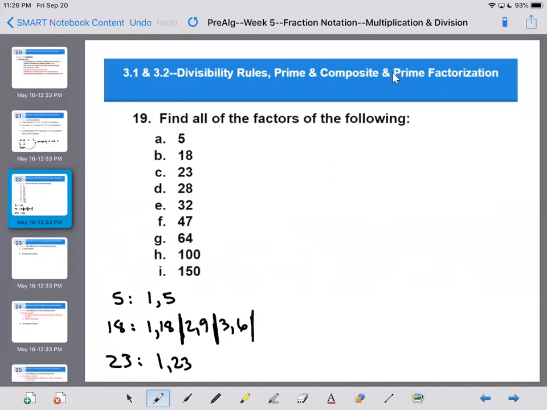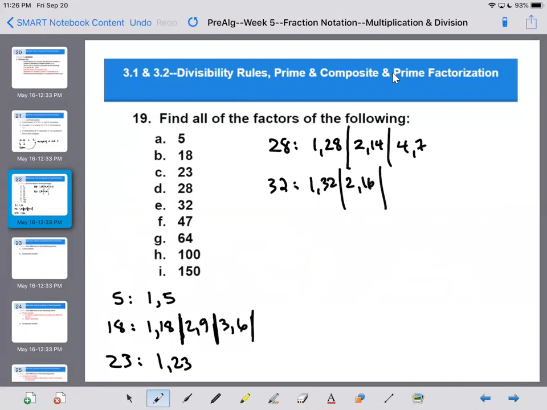If you look at 28, well, you're thinking 1 and 28 are a factor pair. 2 and 14 are factor pairs. And 4 and 7. So it has multiple factors. 32, we know that 1 and 32 are factor pairs. We know 2 and 16. We know 4 and 8 are factor pairs.